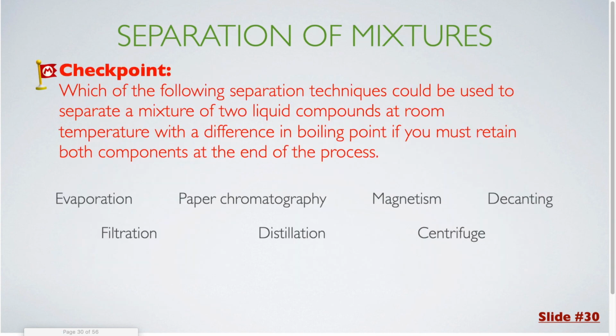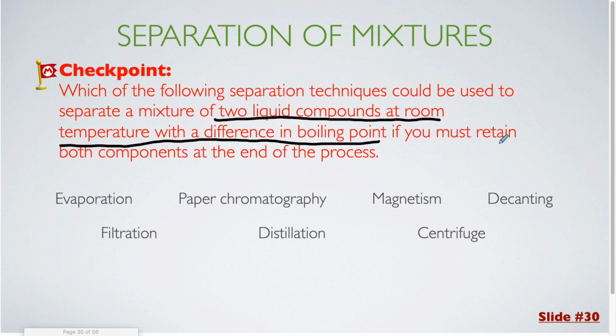All right, so for our checkpoint, we're given a scenario and we're going to pick out which of these techniques could potentially be used. Which of the following separation techniques could be used to separate a mixture of two liquid compounds at room temperature with a difference in boiling point? You also must retain both components. That's an important part of this.